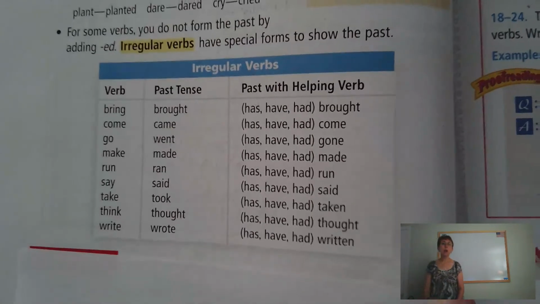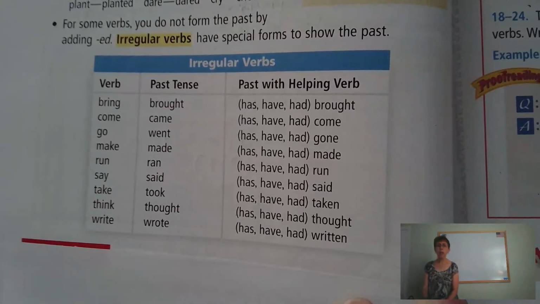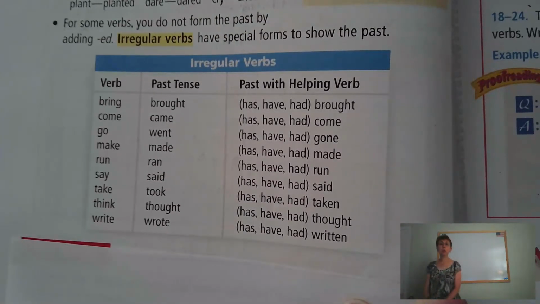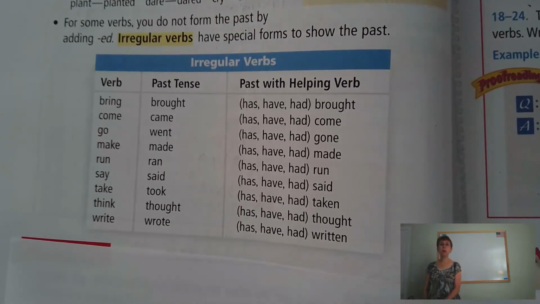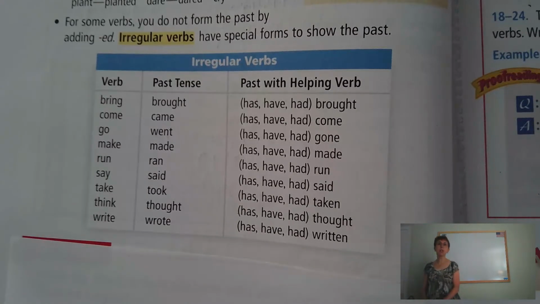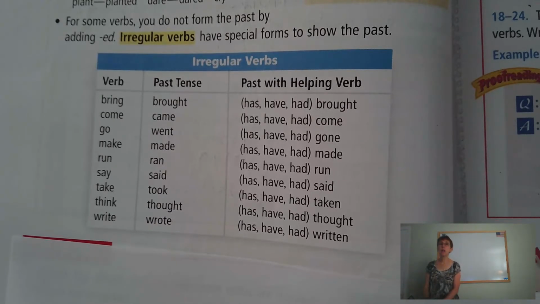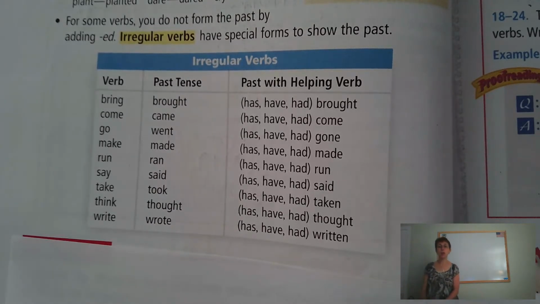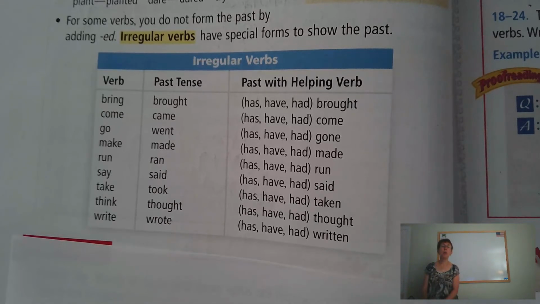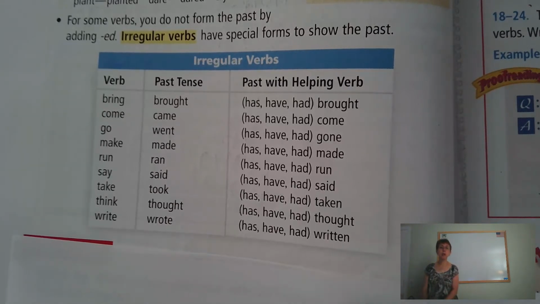Okay, so unlike the regular verbs where you know what the pattern is, you know if it already ends in an e, just add a d, you know if it ends with a y, check the letter before it. When it is a consonant letter, you change that y to an i and you add ed. When the letter before the y is a vowel, you would just add the ed.